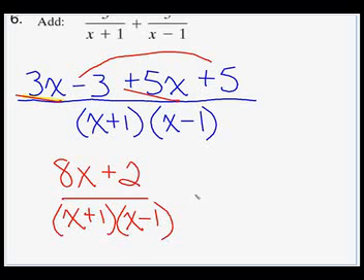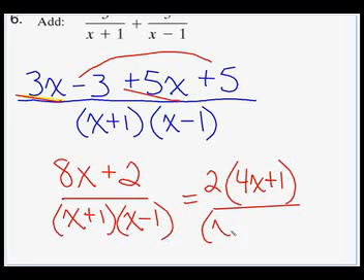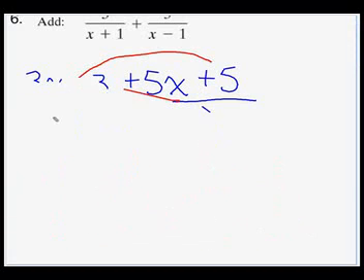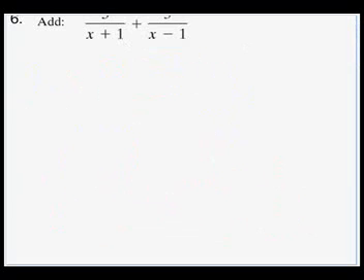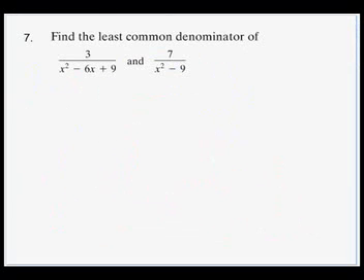And in my numerator, I see variables aren't there, but I could factor out a 2. 2 times the quantity 4x plus 1 over the common denominator, quantity x plus 1 times quantity x minus 1. Okay, these are getting a little trickier, but now it's time to turn the paper over and get to the back, where things will get kicked up a notch.